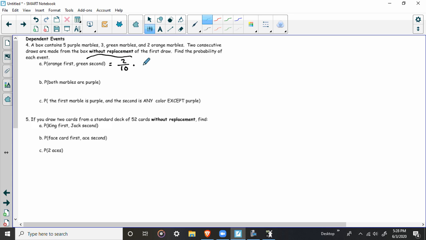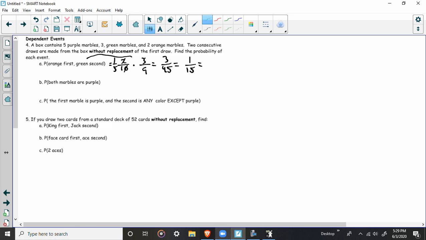On your second pull, since you're not replacing it, there's only 9 marbles left, and that's going to be a green, which is going to be 3, okay? You can always reduce these beforehand, so you could say this is 1/5 if you'd like. 1 times 3 is 3. 5 times 9 is going to be 45, so not very good chances. You can reduce that further. I'm sorry, I should have done that here as well. That's going to be 1/15.